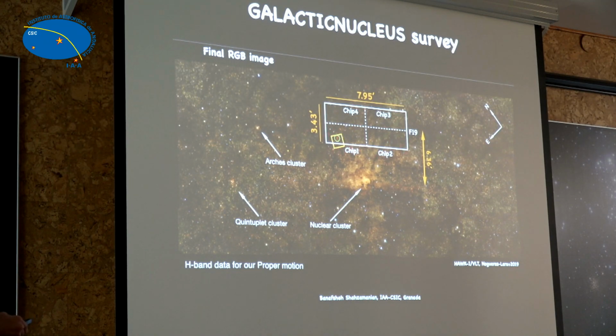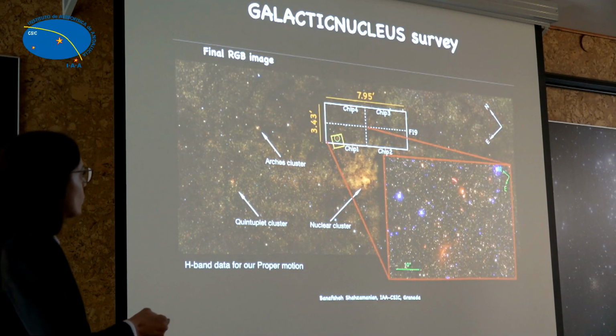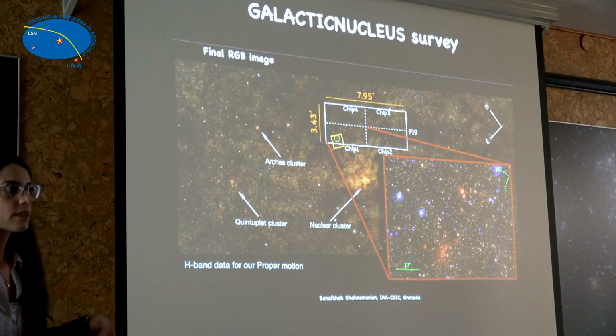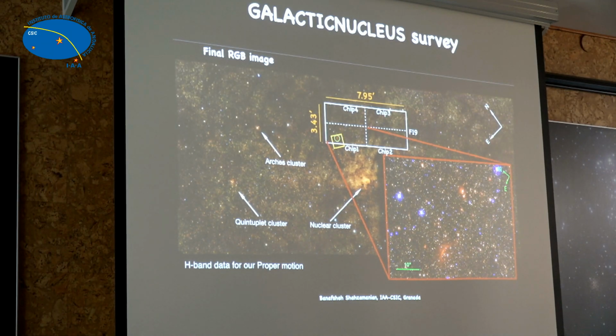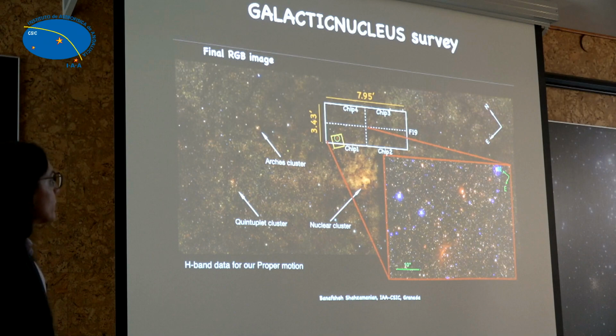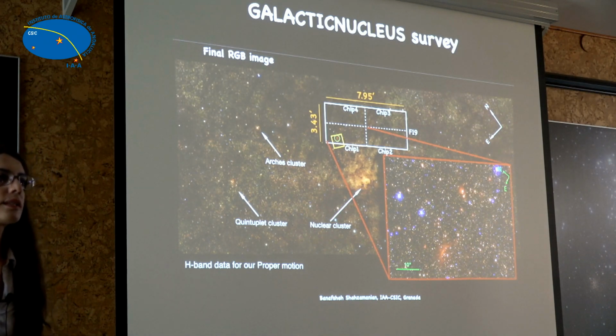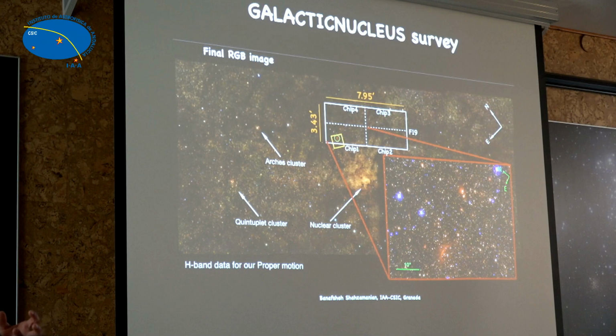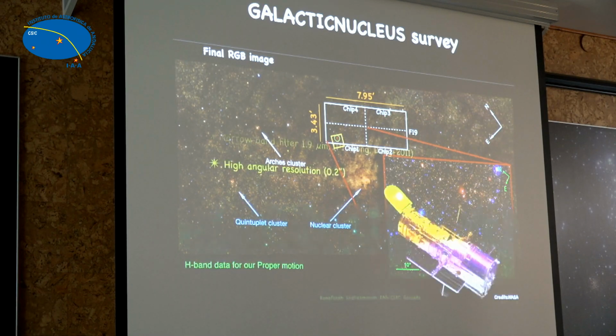As I showed you, HAWK-I is divided into 4 chips, and we concentrated on chip 1. Here you see the zoom-in image of chip 1. We started with this field because we realized there are some H2 regions located here, and H2 regions are interesting because they can be indicators of the presence of young stars. For our proper motion study from JHK, we just use the H-band data of this survey.